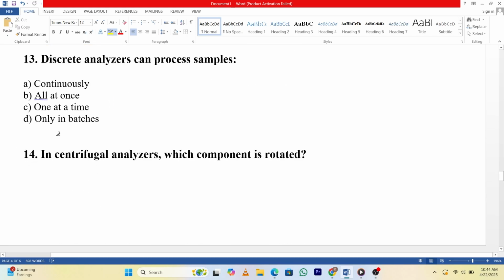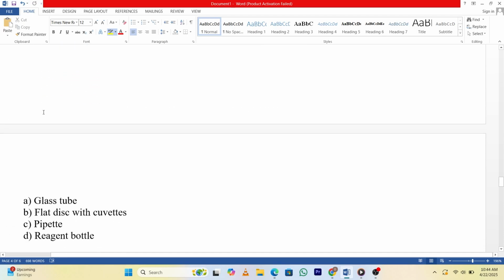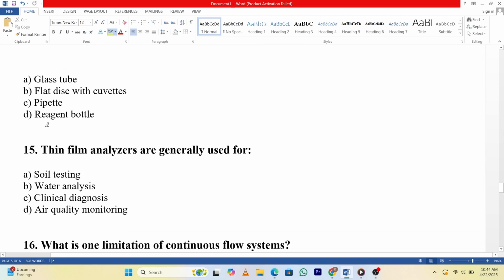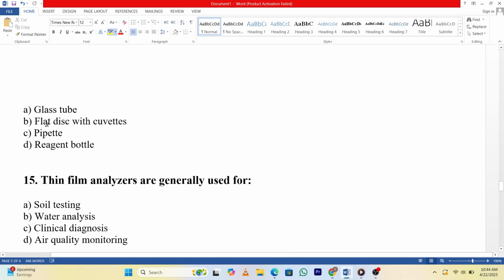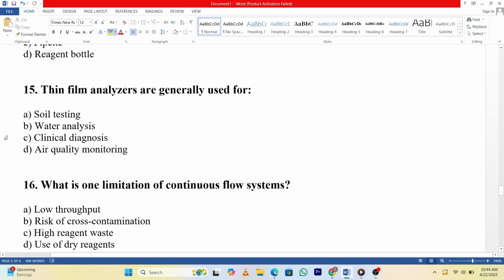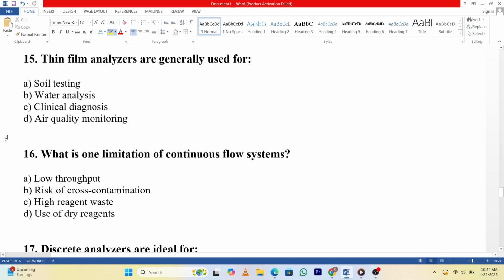13. Discrete analyzers can process samples A. Continuously. B. All at once. C. One at a time. D. Only in batches. Answer, C. 14. In centrifugal analyzers, which component is rotated? A. Glass tube. B. Flat disc with cuvettes. C. Pipette. D. Reagent bottle. Answer, B.